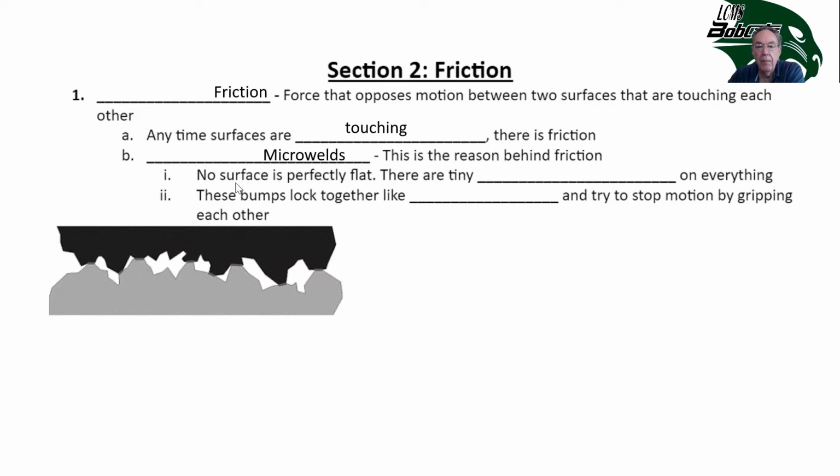friction comes from. So I put in your notes that no surface is perfectly flat. There's these tiny micro welds on everything. These bumps lock together like sandpaper and try to stop the motion by gripping each other. Micro welds oppose the motion. So if you're pushing on the top one to the left, it's going to oppose that and make it not want to move to the left.